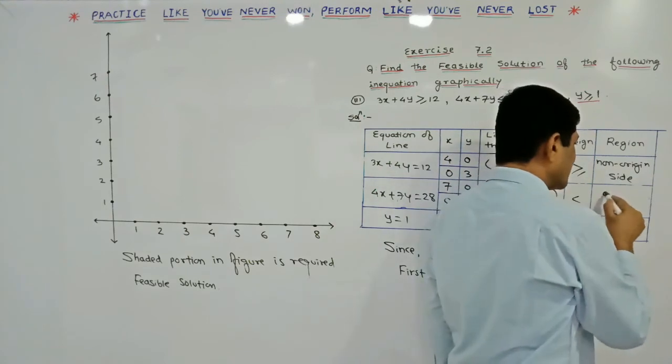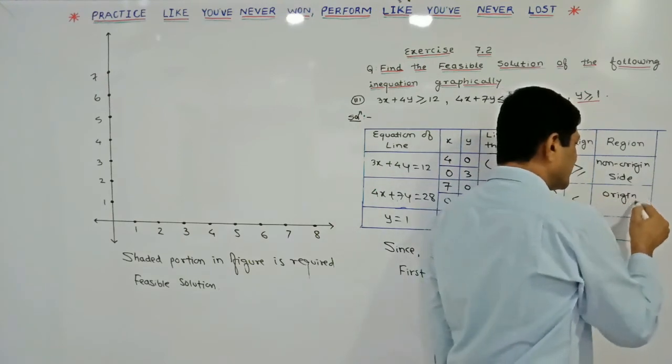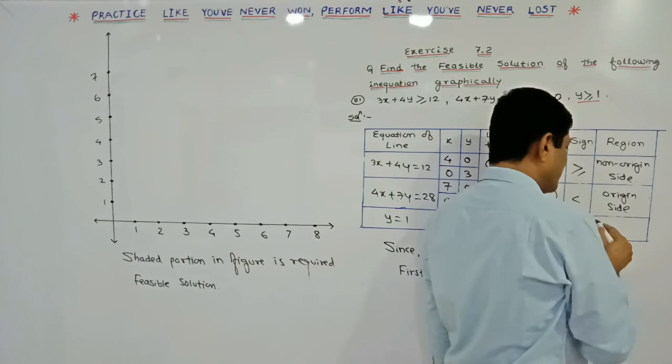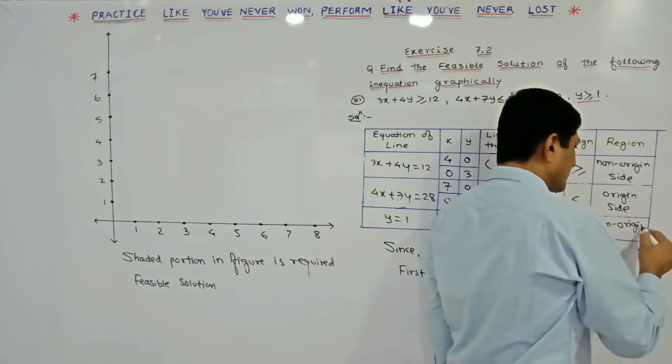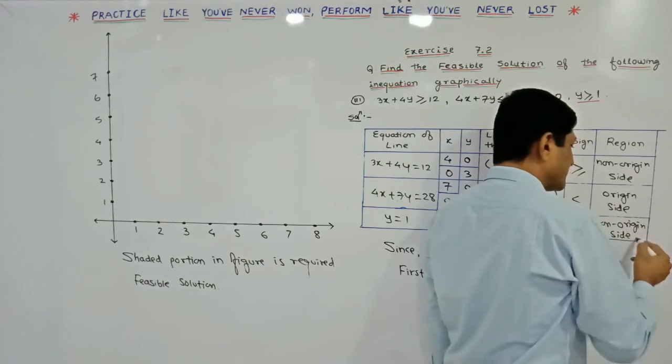Here, less than means origin side. Here, greater than means what? Non-origin side part will be our solution set.